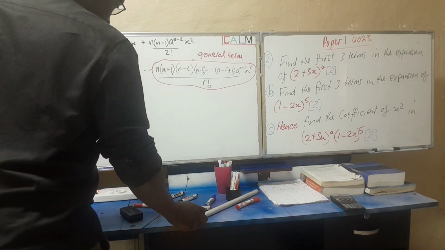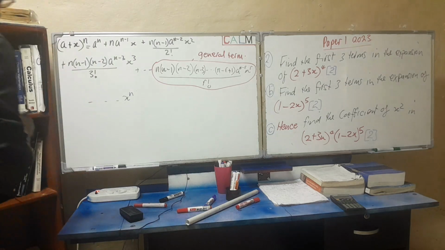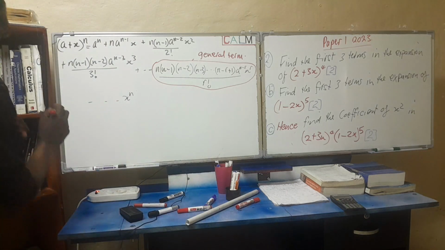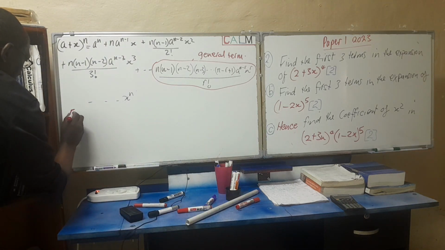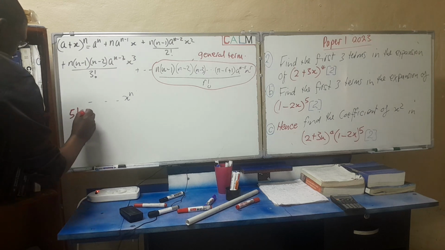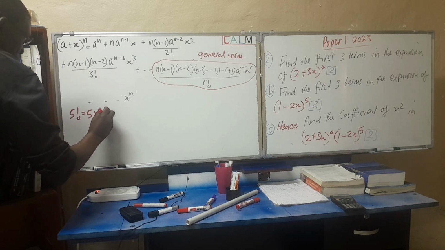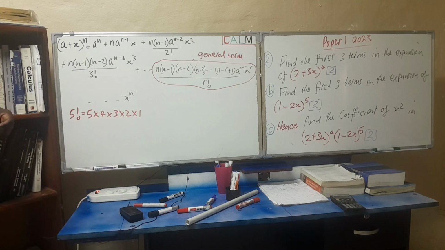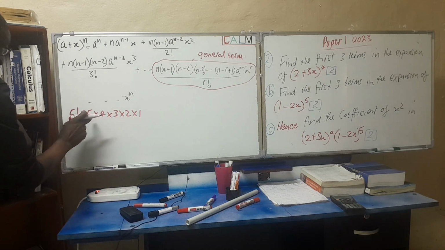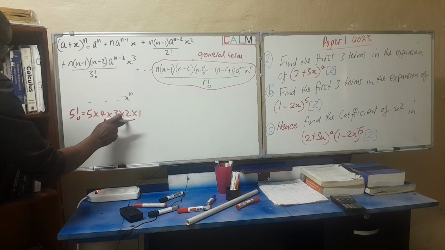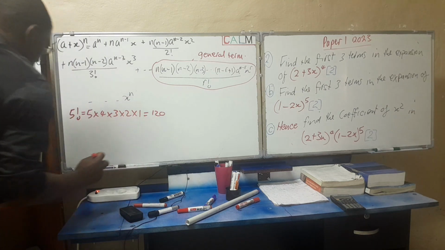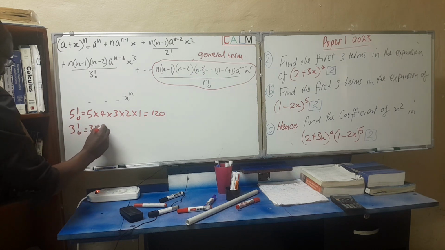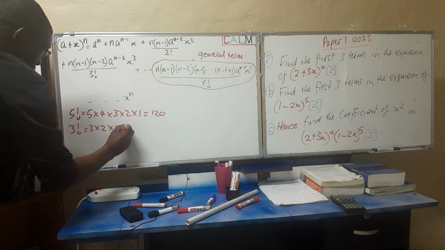What does factorial mean? Factorial means if you have 5 factorial, it means 5 times 4 times 3 times 2 times 1. That is 5 times 4, 20, times 3, 60, times 2, which is equal to 120. 3 factorial is equal to 3 times 2 times 1, which of course is equal to 6.